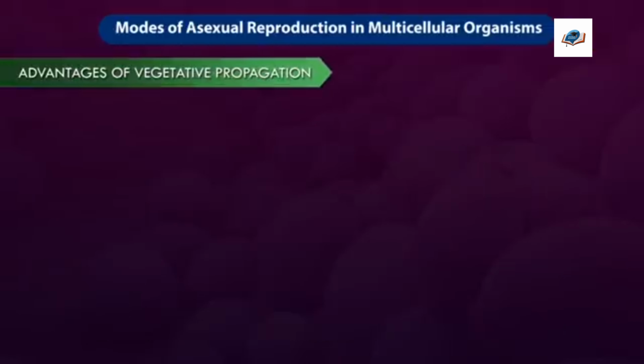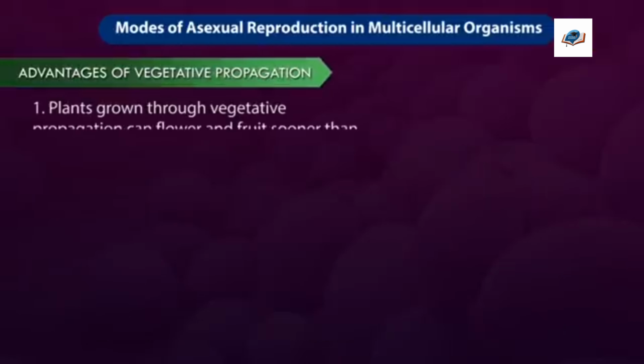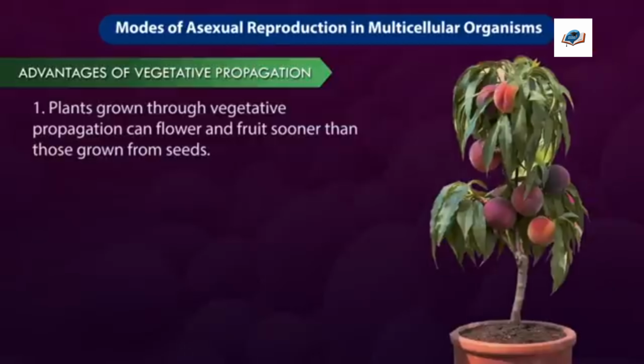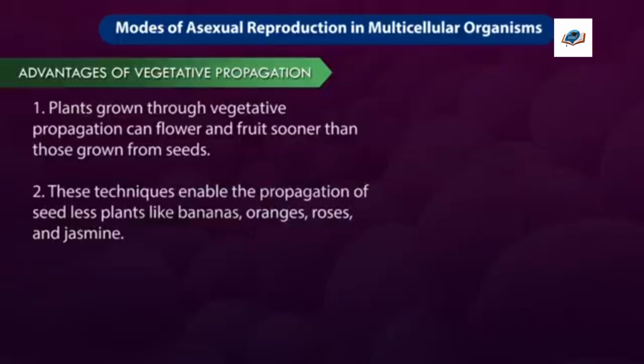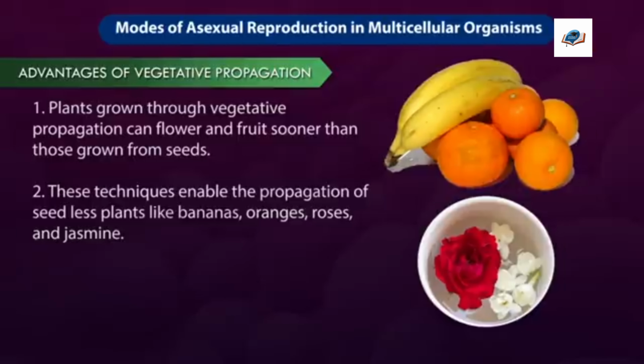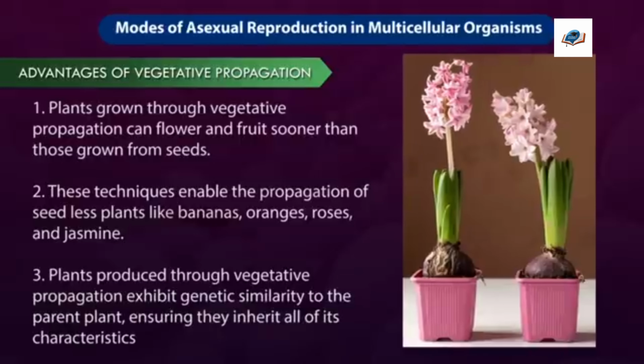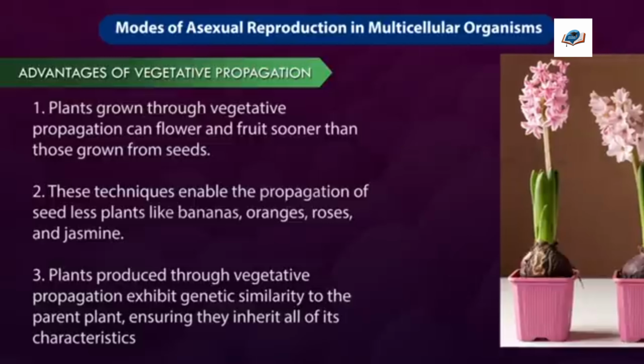Advantages of vegetative propagation. 1. Plants grown through vegetative propagation can flower and fruit sooner than those grown from the seeds. 2. These techniques enable the propagation of seedless plants like bananas, oranges, roses and jasmine. 3. Plants produced through vegetative propagation exhibit genetic similarity to their parent plant, ensuring they inherit all of its characteristics.